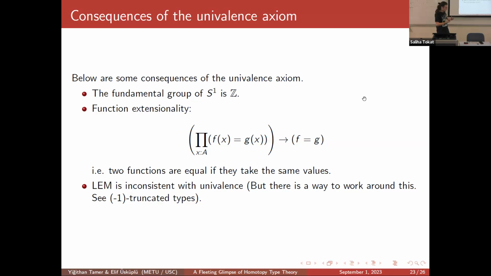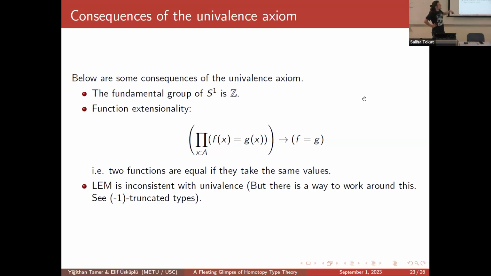So if functions take the same value everywhere, then they're the same, right? That's function extensionality. We automatically have that in set theory. Now, I have to say a couple of words about constructivity. So Martin-Löf type theory is inherently intuitionistic, uses intuitionistic logic. So it's somewhat constructive, and you don't have a law of excluded middle.